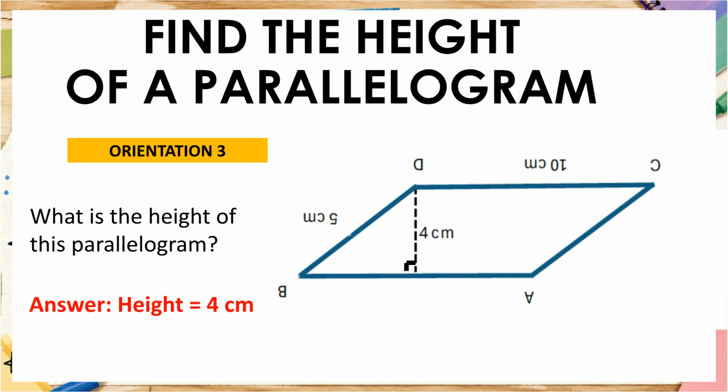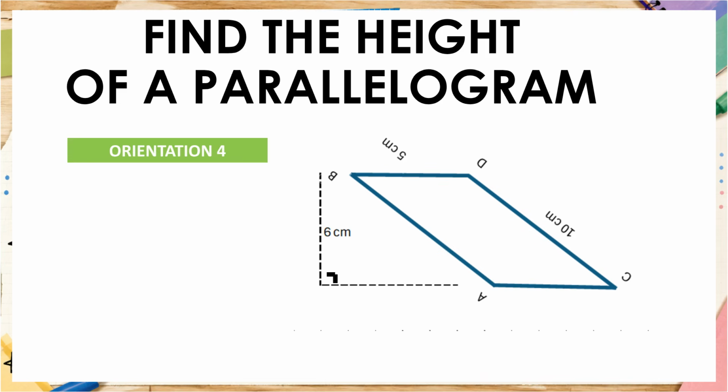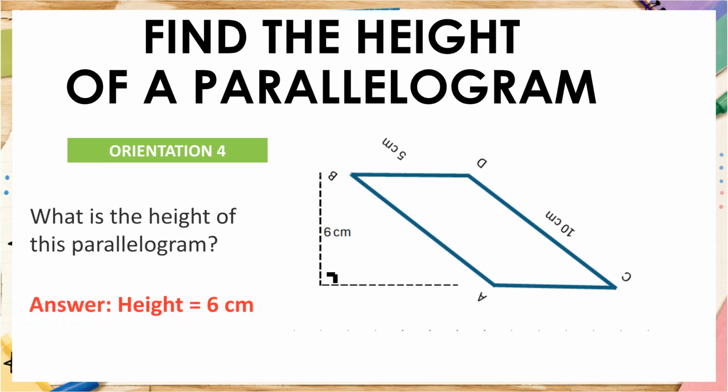In the third orientation, even when rotated, we look for the perpendicular segment. The height here is 4 centimeters. Notice that it is the same height as in orientation 1. Finally, in orientation 4, the perpendicular height is clearly marked as 6 centimeters. Notice that it is the same height as in orientation 2.